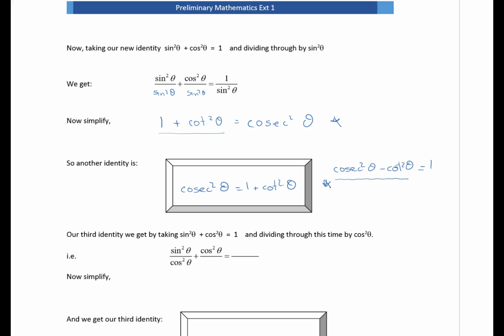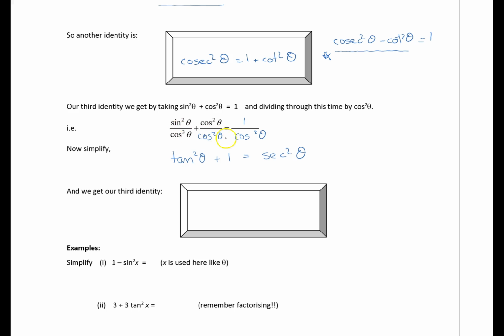So going back now to our sine squared plus cos squared equals 1, and dividing through this time by cos squared, you can see it gives sine squared on cos squared is tan squared, cos squared on cos squared is 1, and 1 on cos squared is sec squared. So I guess that in itself is an identity, or you might also see it written as sec squared is 1 plus tan squared.